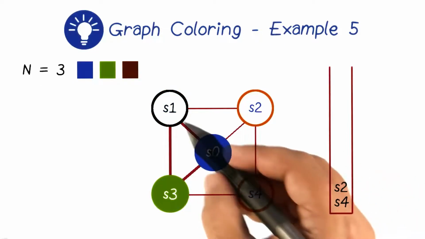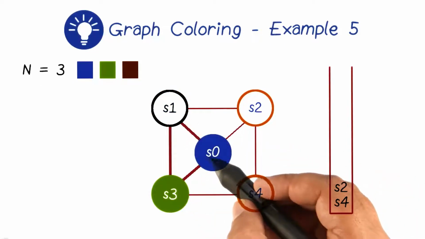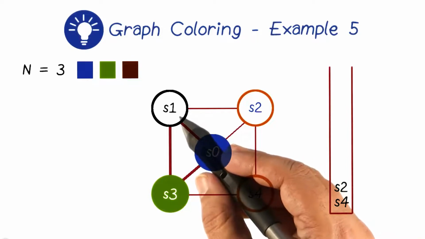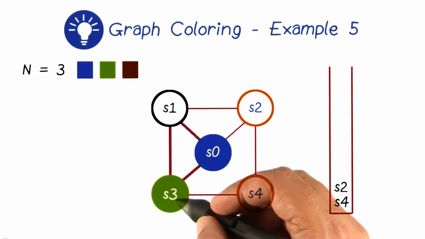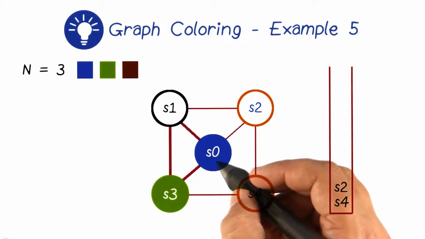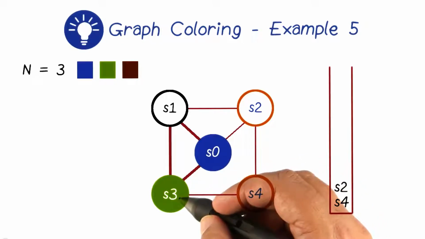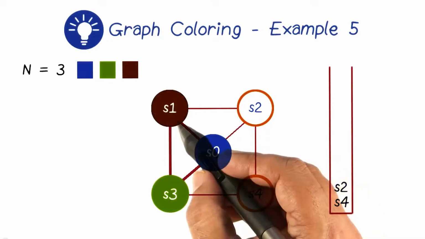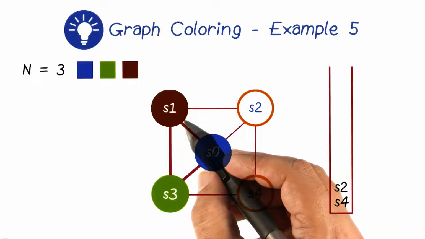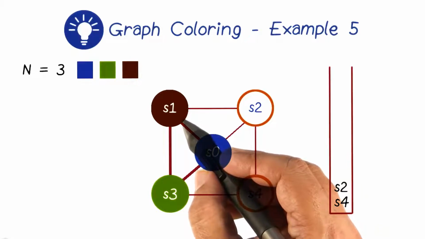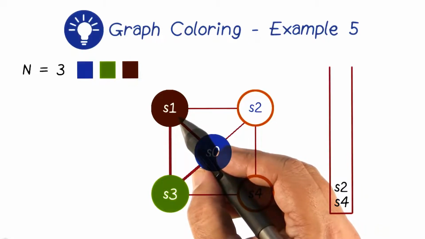The next node that is to be removed is S1. And now you can see that S1 is interfering with S0 as well as S3. So it cannot have a color of either green or blue. And so the choice of color is red here. And what we have here is a color red for S1.